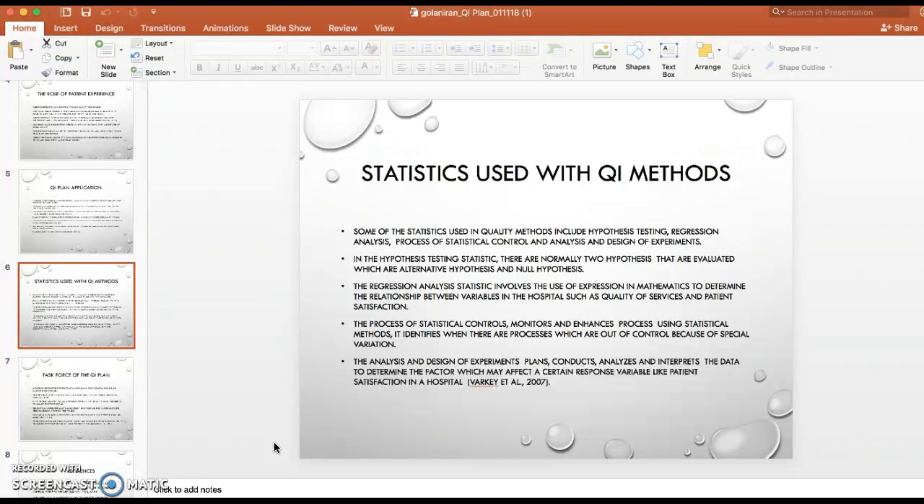Statistical process control monitors and enhances processes using statistical methods. It identifies when there are processes which are out of control because of special variation. The analysis and design of experiments plans, conducts, analyzes, and interprets the data to determine the factors which may affect a certain response variable, like patient satisfaction in a hospital.